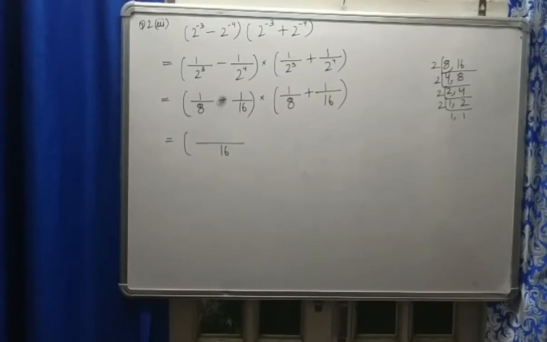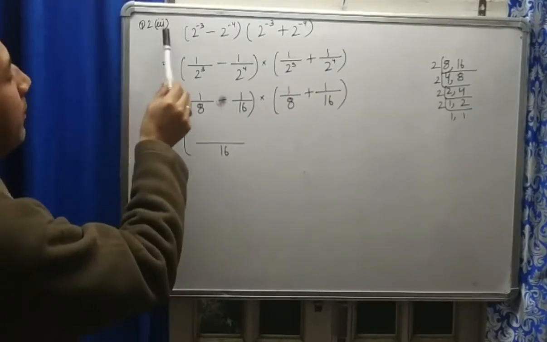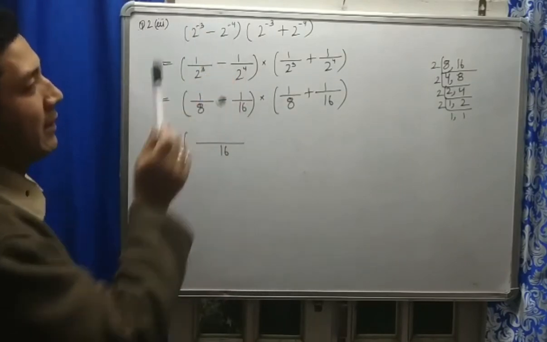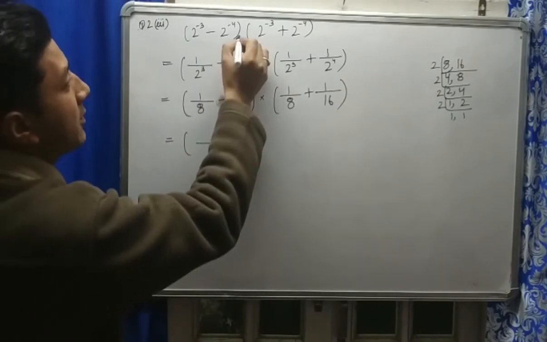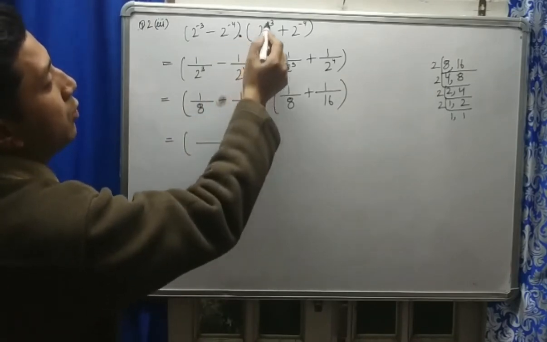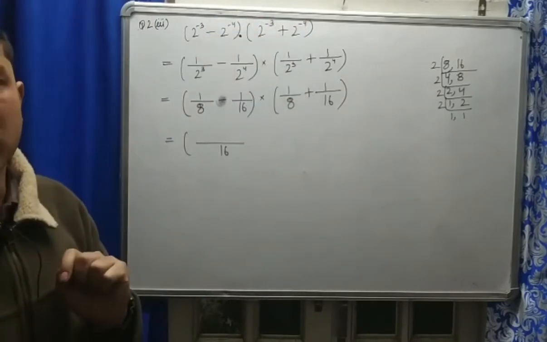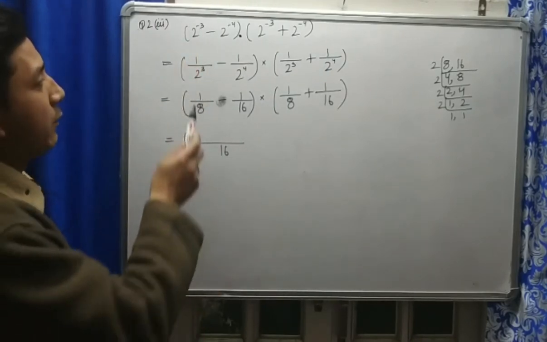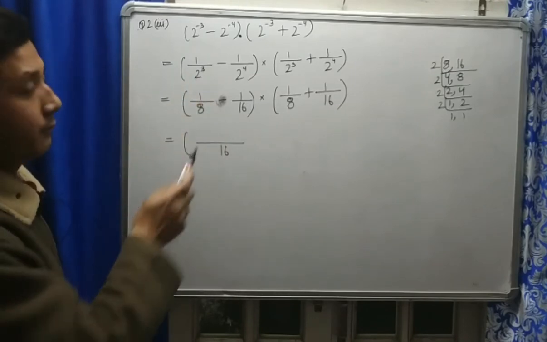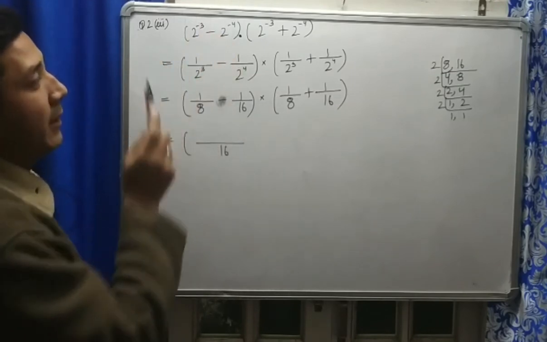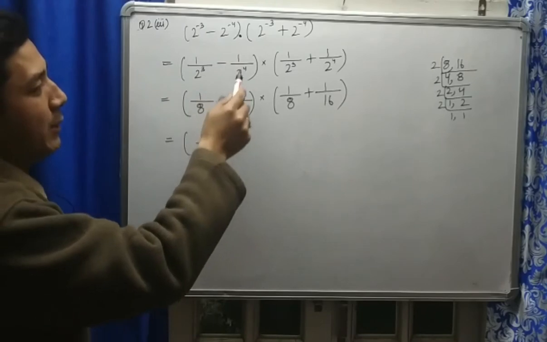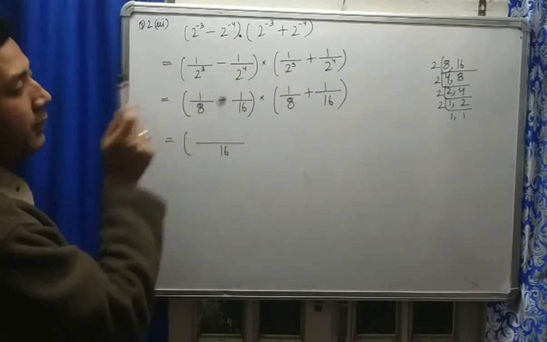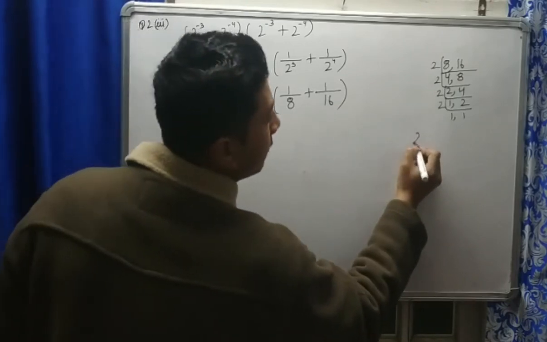Alright, let's move on to the last sum for today, that is question number 2, part 3. The question is 2 to the power minus 3 minus 2 to the power minus 4, and there is a multiplication sign into 2 to the power minus 3 plus 2 to the power minus 4. So 2 to the power minus 3, how can I write? I can write 1 by 2 to the power 3, minus 2 to the power minus 4, in the same way 1 by 2 to the power 4. Similarly with this.